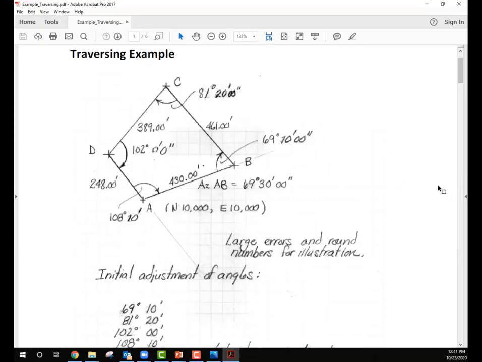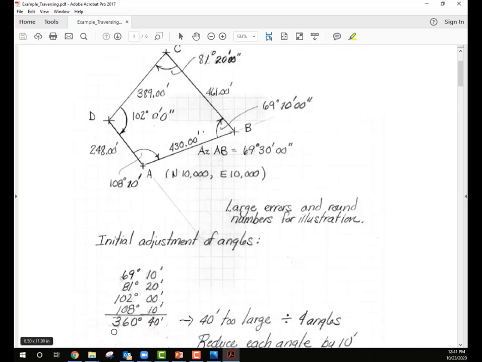So there's a traversing example. It's a four-sided traverse. You can see the measured angles. And so if we sum all of the interior angles, we come up with 360 degrees and 40 minutes. Well, that just happens to be 40 minutes too large, because a four-sided shape should only have 360 degrees of interior angles. So what am I going to do with those extra 40 minutes?